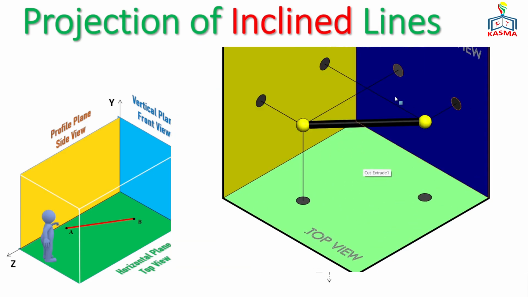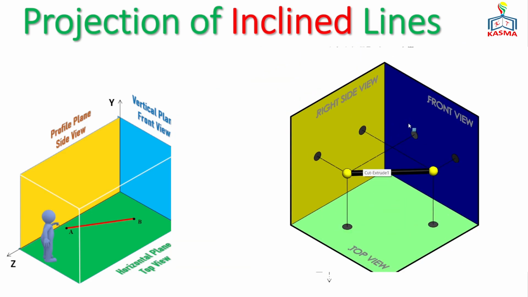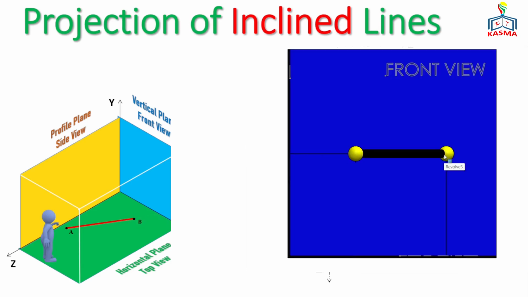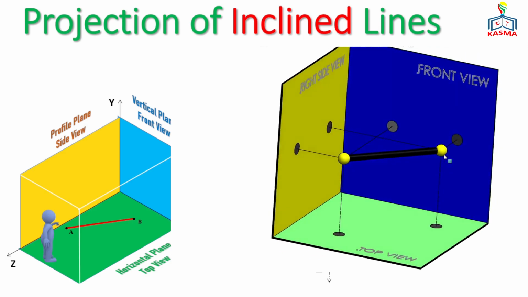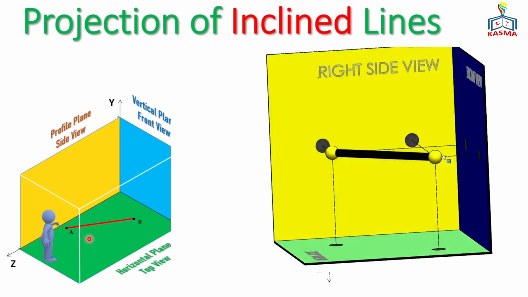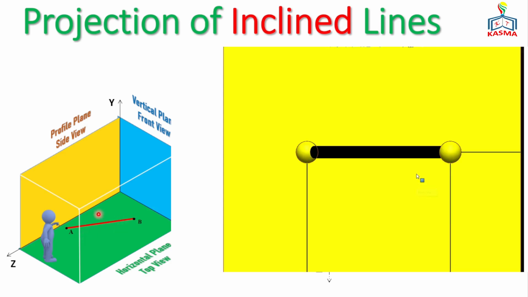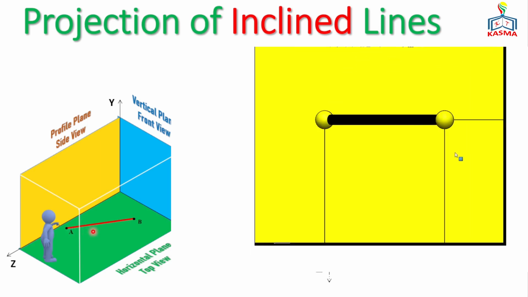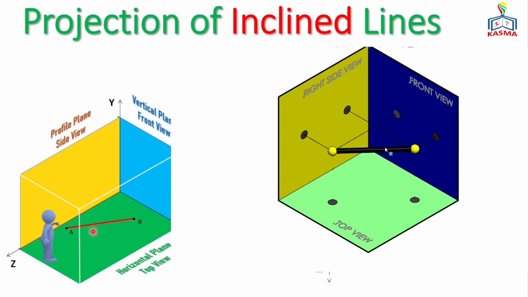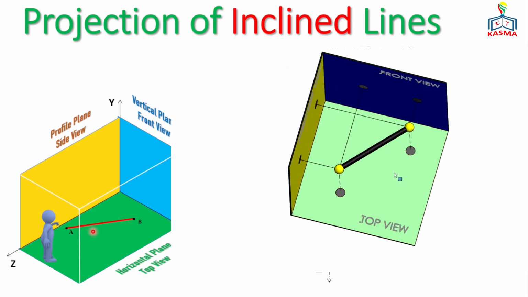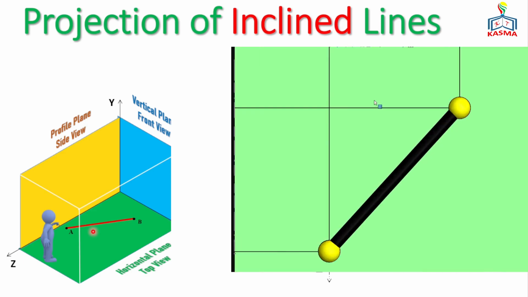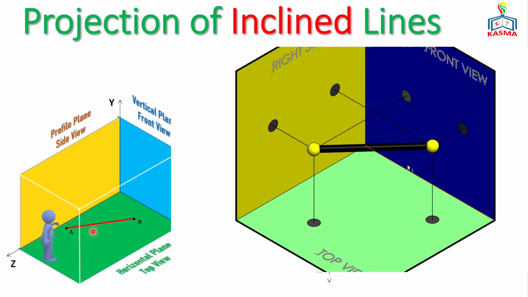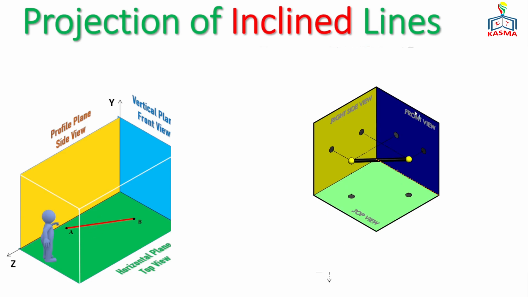The projections of this line on the different views can be projected here. Once you understand the exact position of the line in space, how we can convert that into the projection views can be expressed in this way. If you want to know more about normal and oblique line projection, you might refer to the link attached in the video description, where you can understand how to project normal and oblique lines. In this video, we'll focus on inclined line projection.